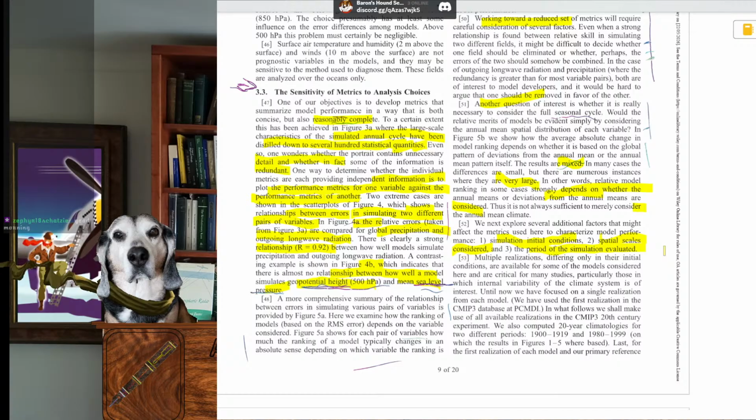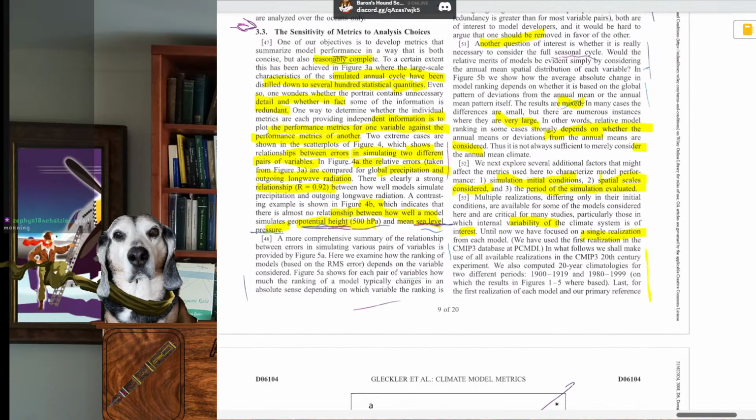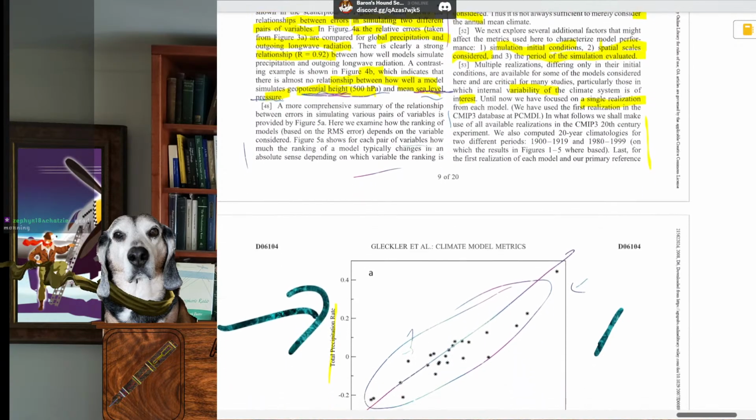We might be able to skip over this part too because it might be disconnected from what I'm doing, but multiple realizations differing only in their initial conditions are available for some models considered here and are critical for many studies, particularly those in which initial variability of the climate system is of interest. We now focus on a single realization of each model. We don't care about the specifics of this.